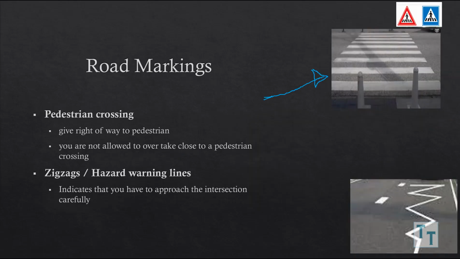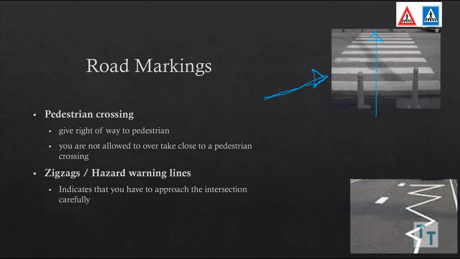Road marking indicates a pedestrian crossing. When pedestrians want to cross the road, you have to give them right of way, and you are not allowed to overtake close to a pedestrian crossing.